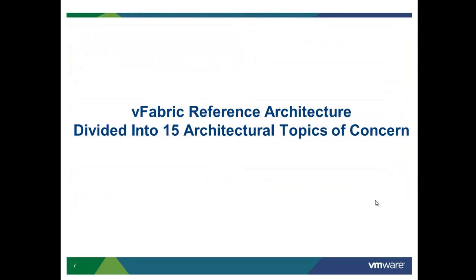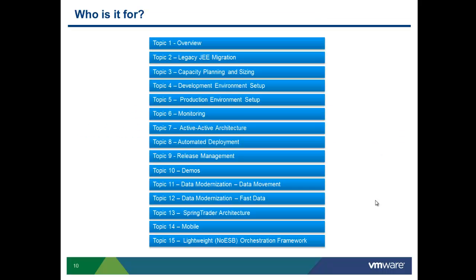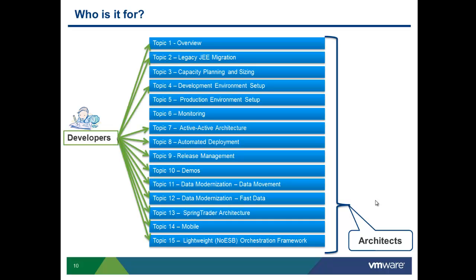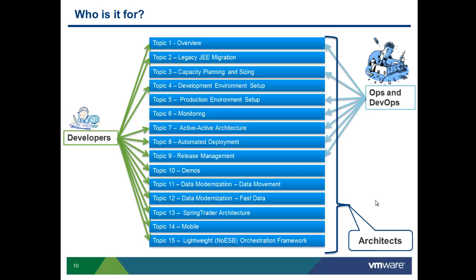The vFabric reference architecture is divided into 15 technology topics. Architects can use any of the 15 topics to help guide particularly their greenfield projects, but also any other projects that require a certain section of the architecture enhanced. Developers can use the following topics in their development designs and implementations. And on the right-hand side, Ops, administrators, and DevOps engineers can use the following topics.